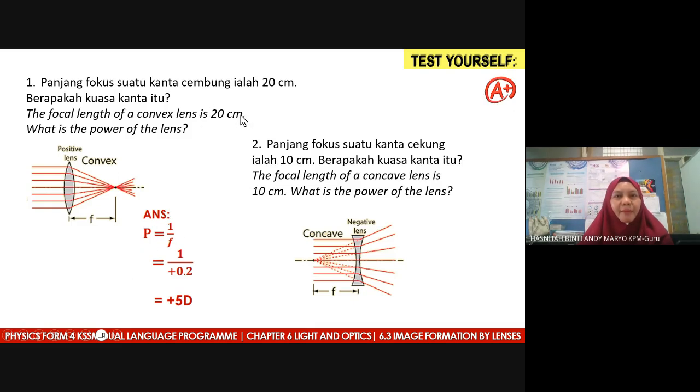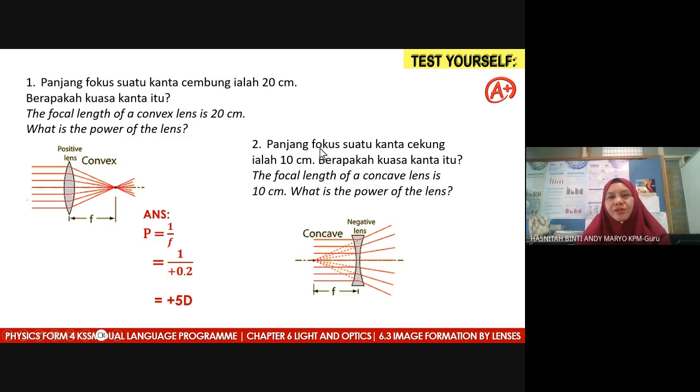20 cm, remember, must be converted into meters. So 20 cm is 0.2. Why positive there? Remember, for a convex lens, the focal length is taken as positive, because it is a real focal length. So the power will also be positive: 5 diopter, the unit.